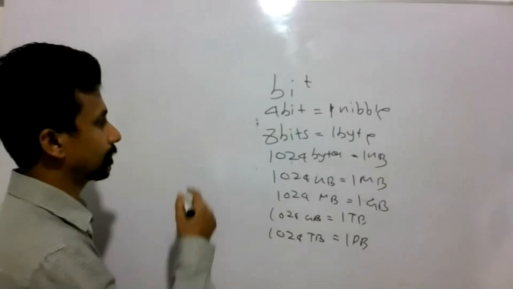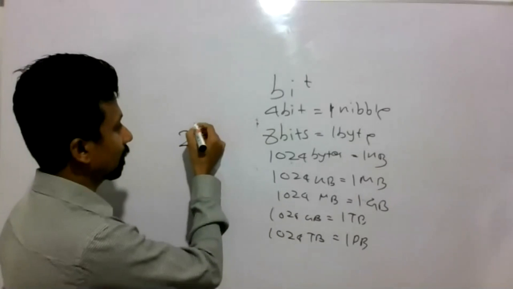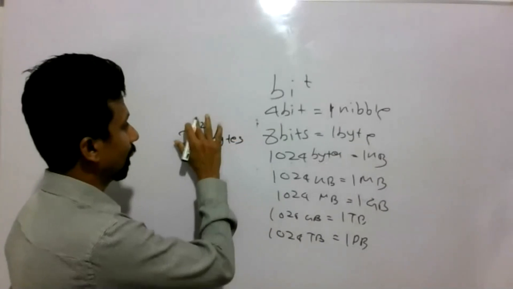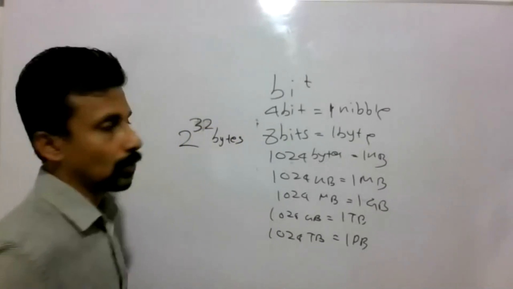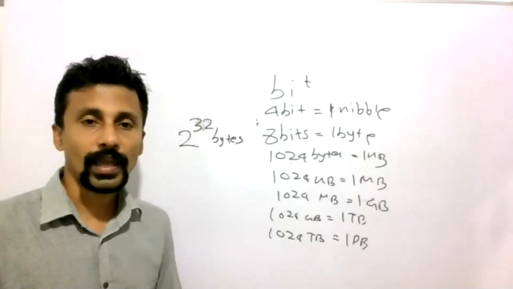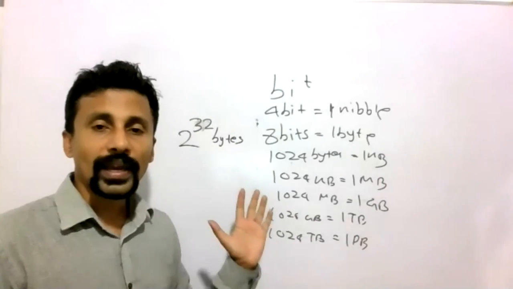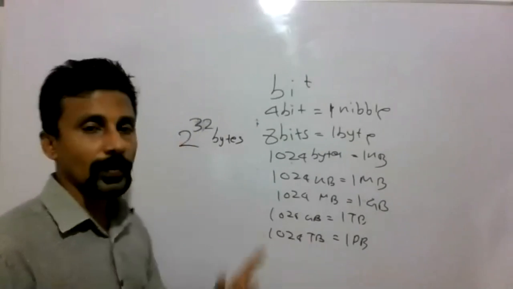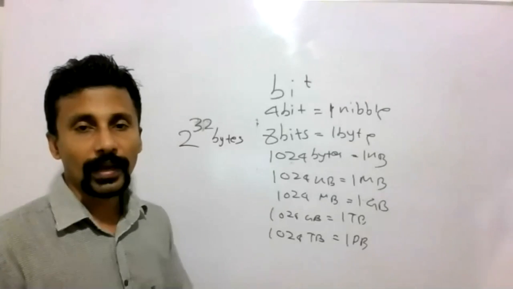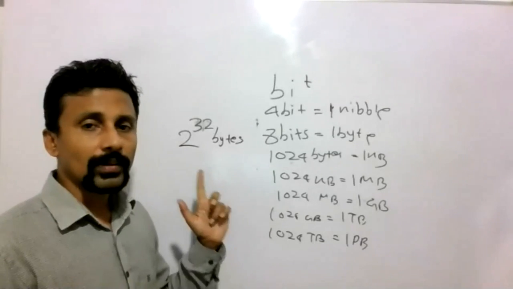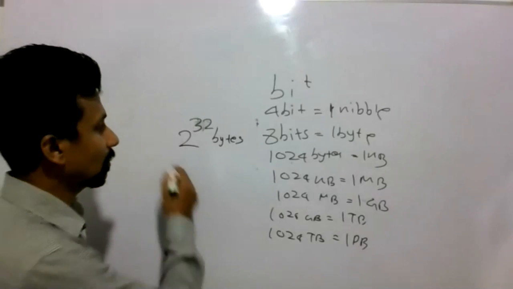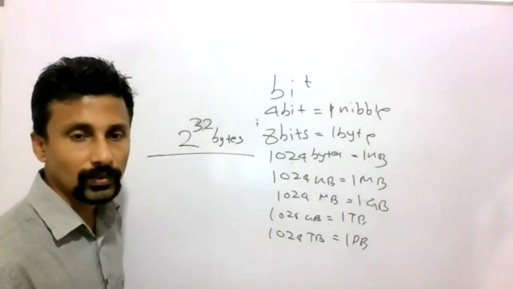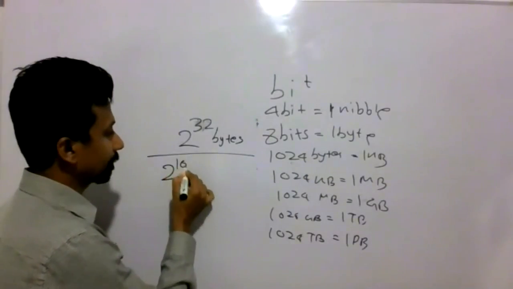I am given 2 to the power 32 bytes, and asked to find out how many gigabytes there are. So what I have to do, I have to divide. From byte to kilobyte, I have to divide by 1024. I'll put 2 to the power 10.